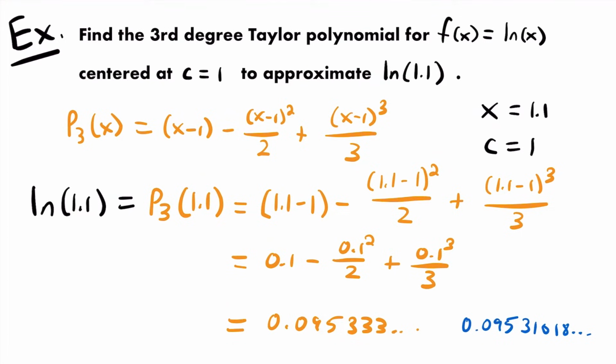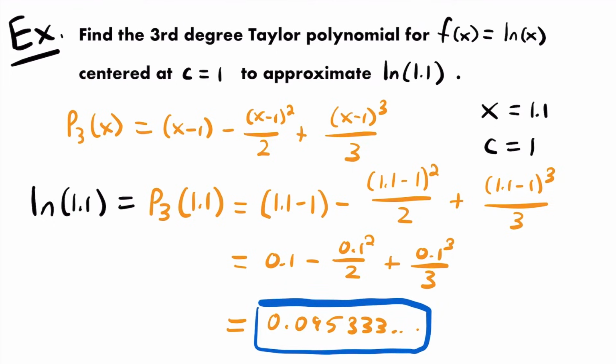Okay, now assuming we don't know what that actual value is, what we want to do is determine the maximum error that is associated with this approximation. If we wanted to, we could find the exact error by just subtracting our approximation from the actual value that I showed you. But instead what we're going to do is find the maximum error or the error bound for our approximation. All right, so I'm going to box this in so we know that that is our approximation.